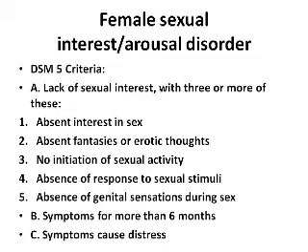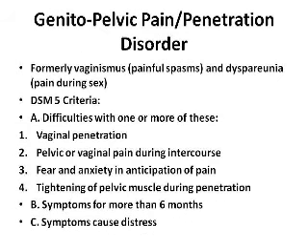Okay, let's look at another disorder for women. There is genital pelvic pain or penetration disorder. This used to be called vaginismus, which were painful spasms, and dyspareunia, which was pain during sex. The DSM-4 used to consider them 2 separate disorders. In DSM-5, now they put them together. And the criteria is, well, you should have difficulties with 1 or more of these in order to be diagnosed. And first of all, vaginal penetration.